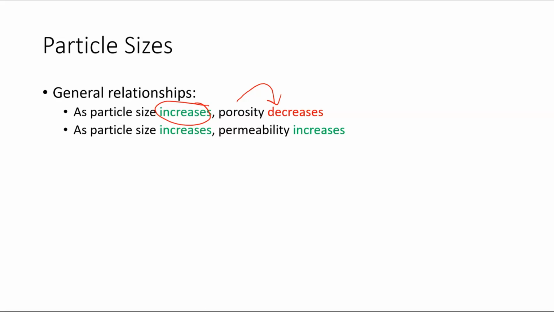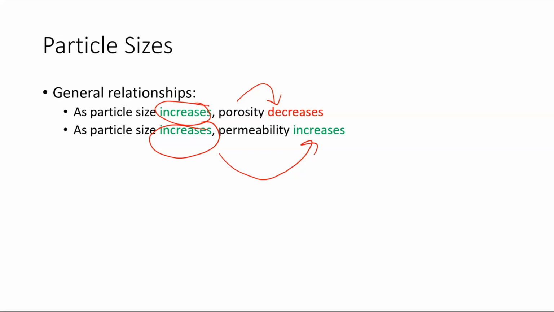All right. Now, the other important characteristic I want you to remember is that as we increase particle size, permeability increases, which means even though there are fewer pore spaces with larger particles, the pore spaces that are there are larger and better connected to each other. So it's much easier for water to flow through soil that has larger particles than it is for it to move through soil that is composed of primarily smaller particles.